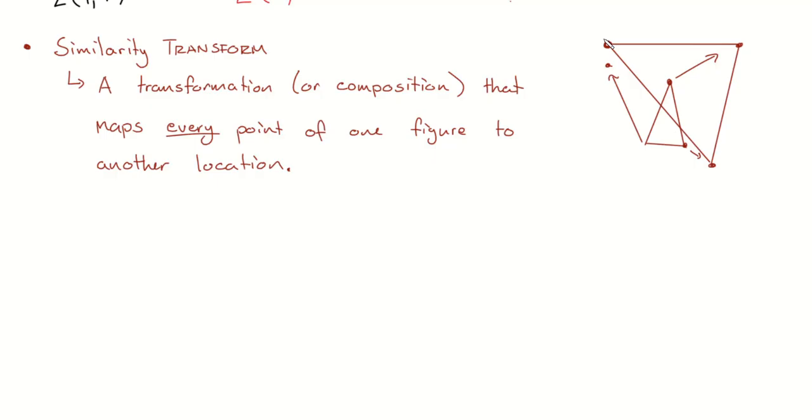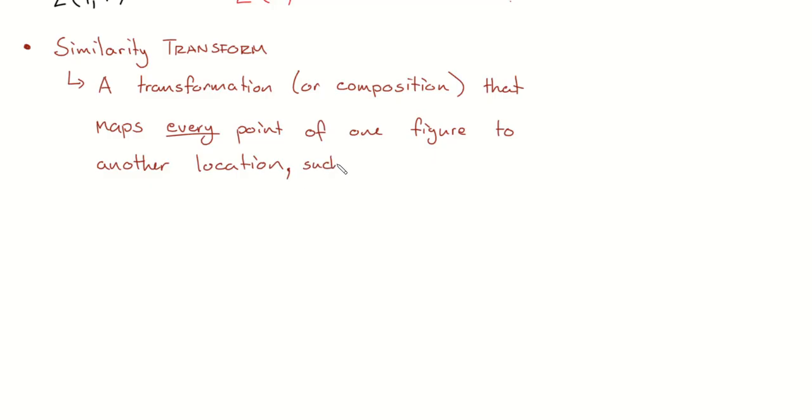No, they don't even look the same shape. They're both triangles, but there's something missing here. We need a transformation or a composition thereof that maps every point of one figure to another location, or another figure, we could say, such that something gets kept the same.